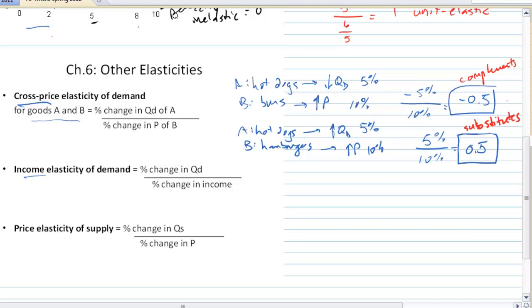And the relative value, the higher the cross-price elasticity, 0.5 versus say 1 or 1.5 or 2, the stronger the complement or substitute relationship. Higher cross-price elasticity means stronger relationship, whether that's a complement relationship or substitute relationship. If there's a very small effect on the quantity demanded of the other good, that's a weak substitute or complement relationship.